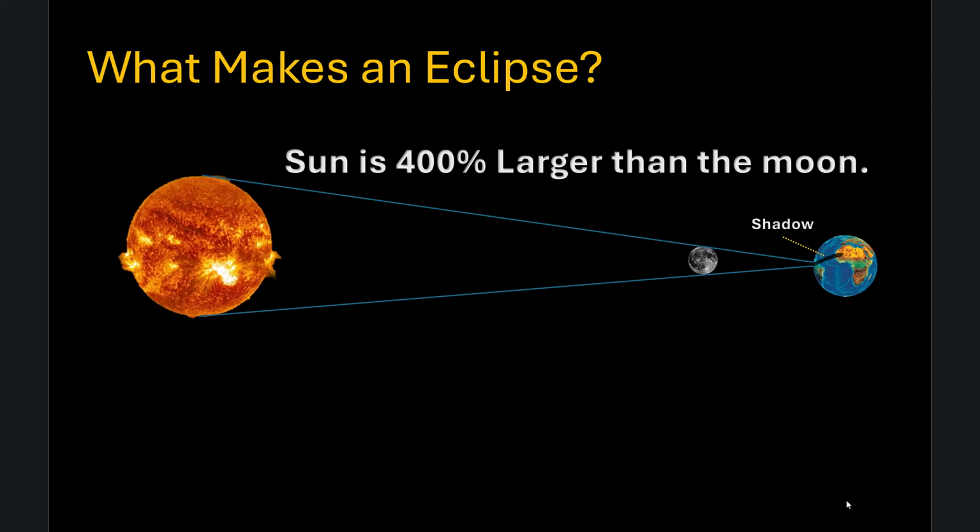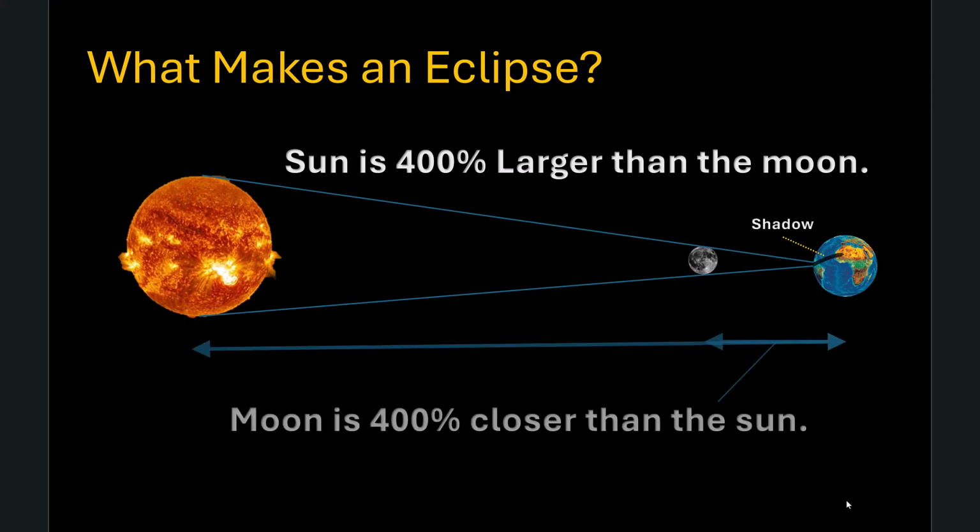So the reason we have an eclipse is that the sun is about 400 times larger than the moon, and the moon is about 400 times closer than the sun. From our perspective, standing on the surface of Earth, looking at the sun at the moment that all this aligns, and we'll talk about why that's fairly rare, the moon superimposes the sun almost completely. And we'll get to the details of that in a second.